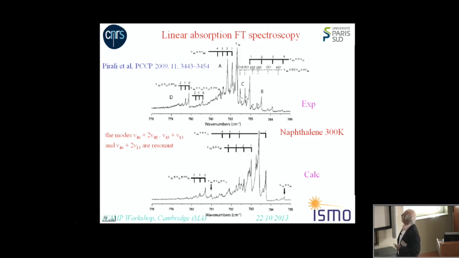This is one low frequency band that's between 700 and 800 wave numbers. Because of the room temperature, there are many lower frequency modes which are populated. And this is the origin of all these odd bands. It's an A-type kind of band. And you can see not a progression, but sequences like here or there, involving different vibrations.